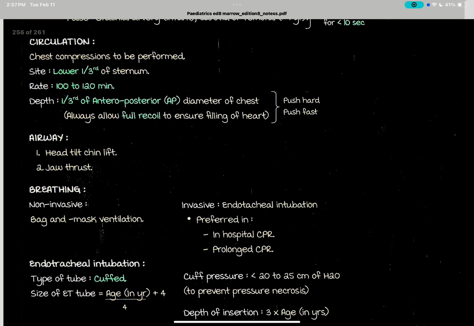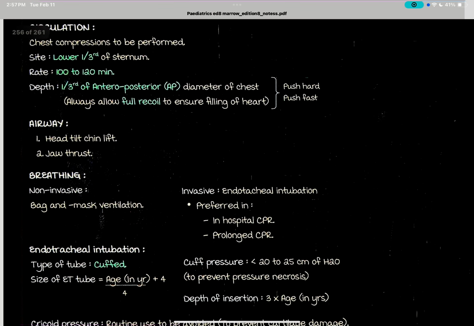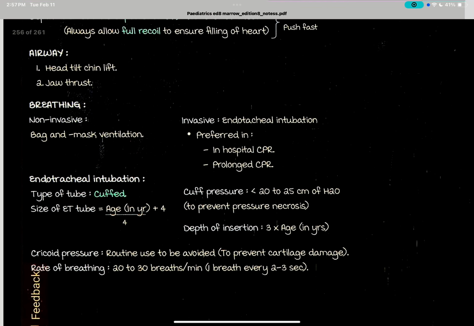Circulation: chest compression is to be performed at the lower 1/3 of the sternum, at 100 to 120 per minute, to a depth of 1/3 of the AP diameter of the chest. Always allow full recoil to ensure filling of the heart. Push hard, push fast. Airway: head tilt, chin lift, jaw thrust.